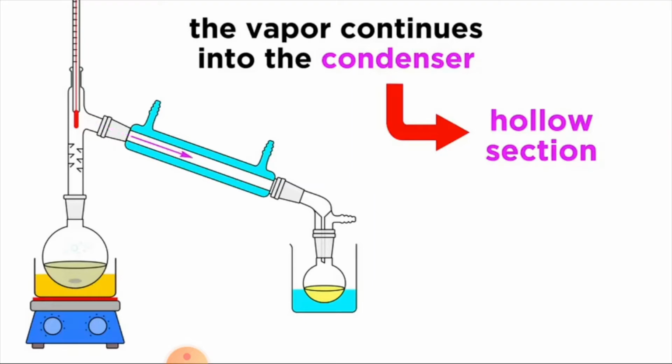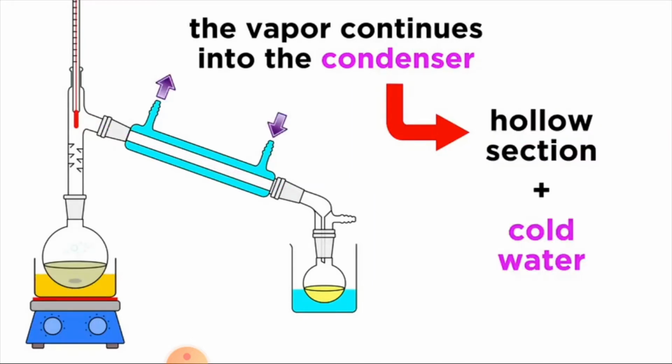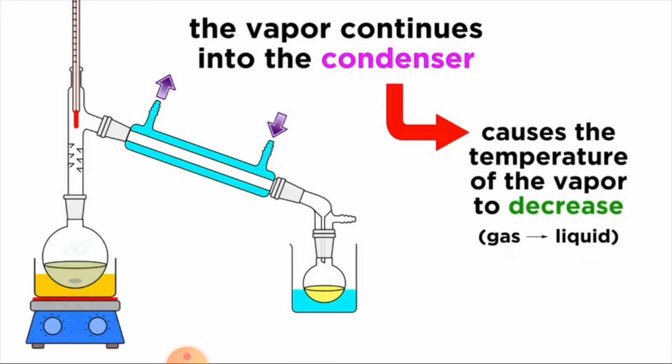This has a central hollow section where the vapor will pass, surrounded by another section where cold water will enter on one side and then exit from the other. This will be constantly running and against the direction of the vapor. This cold water will cause the temperature inside the condenser to drop. So when the vapor enters this section, it will condense back into a liquid.